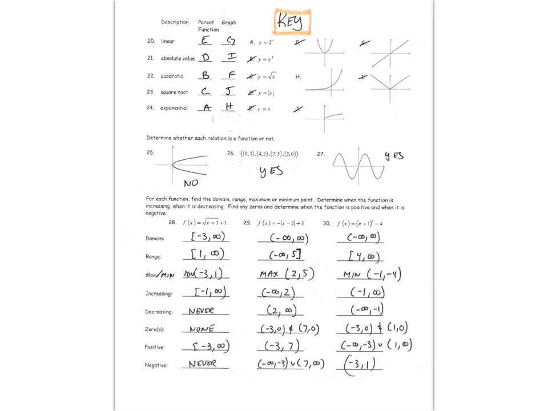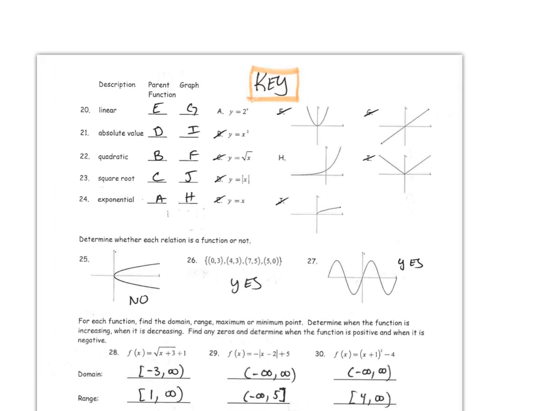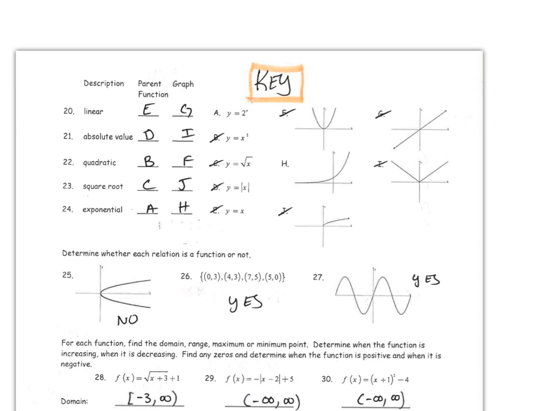Okay, moving on to page 2. We start off with some examples of parent functions. Here we have a linear. Linear is a straight line. That's this graph right here. And the equation for the linear parent function is y equals x. Absolute value, that's the V.